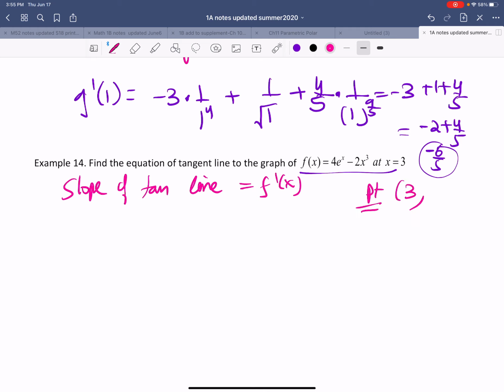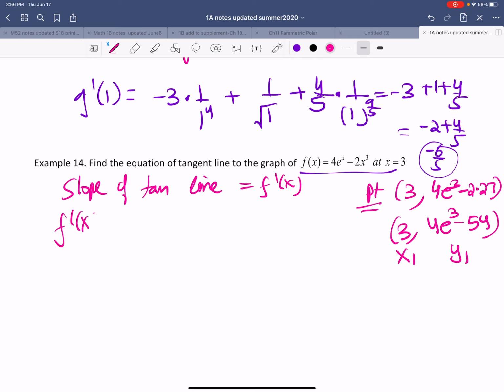We know the x coordinate is 3. The y coordinate would be 4 e to the power 3, minus 2 times 3 to the third power. 3 to the third power is 27, times 2 is 54. So the point is 3, 4 e to the third minus 54. And this is going to be my x1. This is going to be my y1.